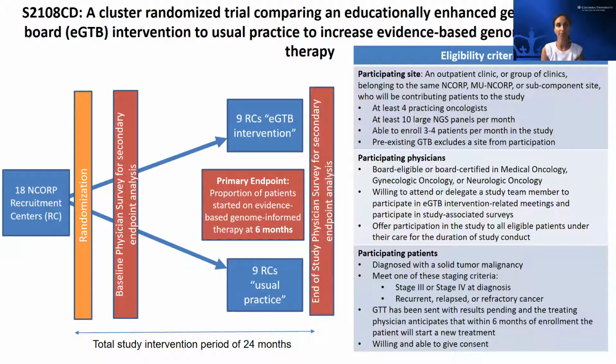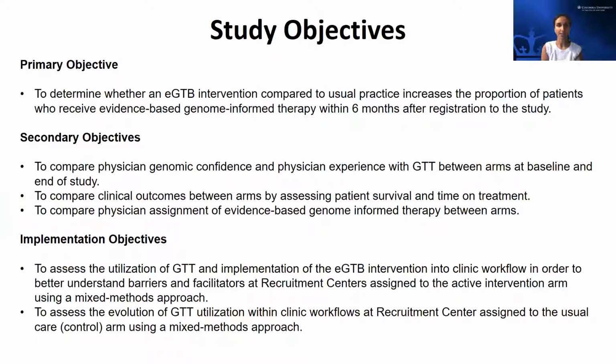And the primary endpoint of the study is going to look at the proportion of patients that are started on evidence-based genome-informed therapy at 6 months. The eligibility criteria are on the slide. I won't go through everything in detail since we've talked about it before. Next slide, please. So these are the study objectives.